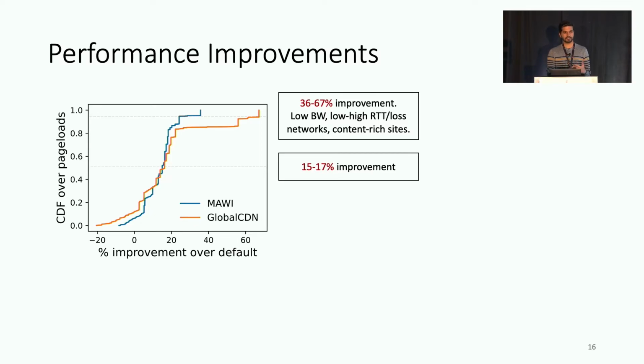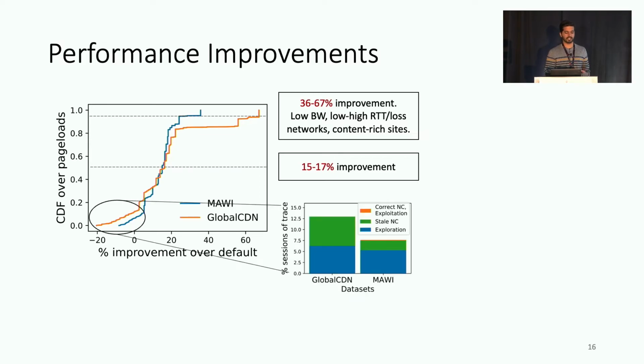As we are exploring configurations online, there are bound to be some cases where a bad configuration might be tested, so there are definitely some cases where the page load time is degraded. The figure here dissects where this degradation arises from. We see two key reasons. First is definitely exploration, when we are exploring different configurations. And second is a stale network class problem, which arises when there is a drift between the system's view of the network and the user's actual network itself.